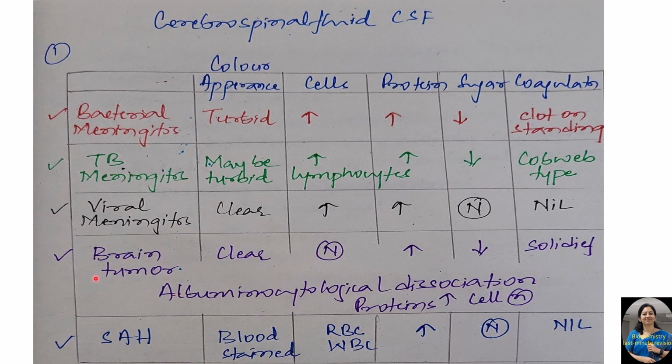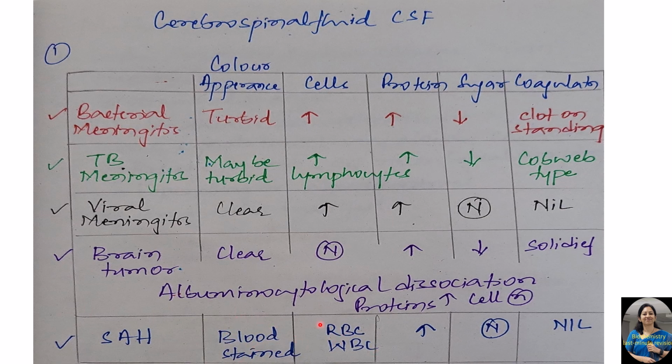So this will definitely help us to differentiate meningitis from brain tumor when we do this kind of CSF analysis. The last part is subarachnoid hemorrhage, that is bleeding into the subarachnoid space. So what happens, CSF becomes blood tinged or blood stained CSF is seen here.